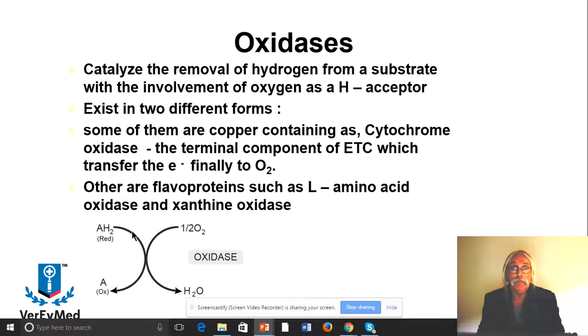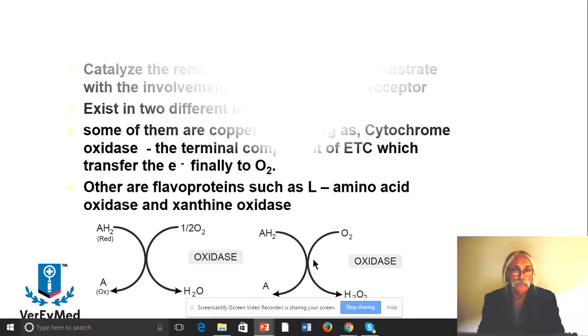So what happens here, you've got the reduced substrate, you've got molecular oxygen here, you're only using 1/2 of the diatomic oxygen, you make water, right, and you form the oxidized product. Also, you can include the direct, complete oxygen to make hydrogen peroxide, right, shown here. We looked at this actually last time.